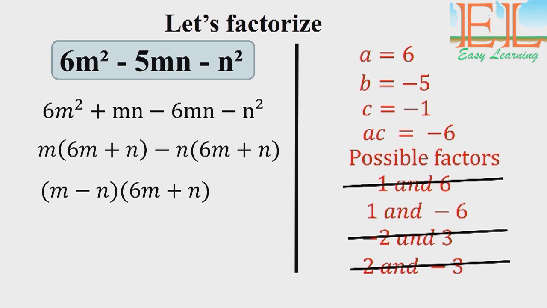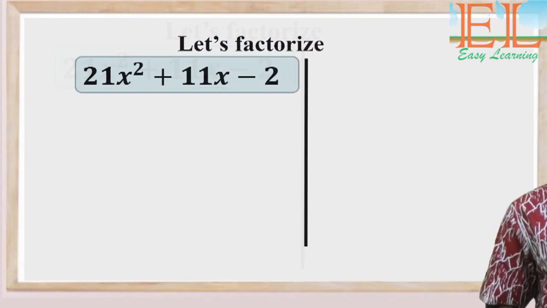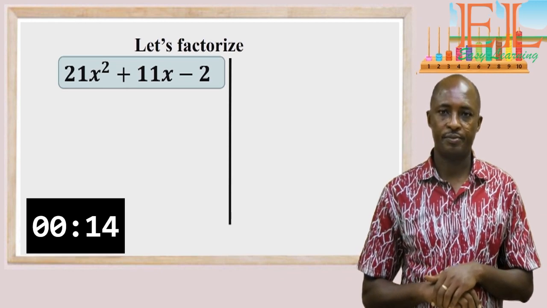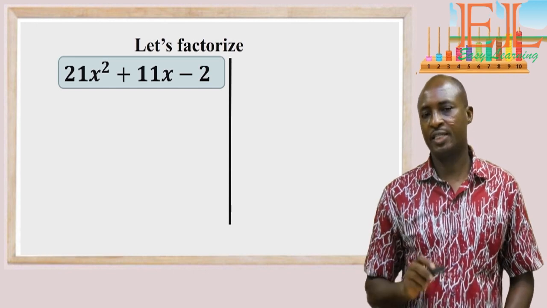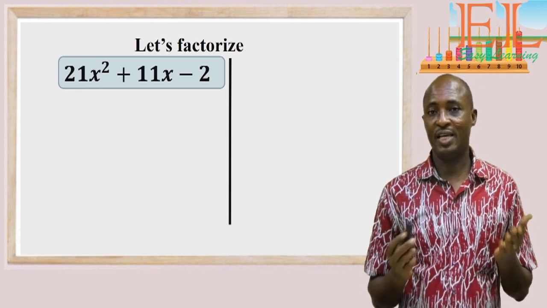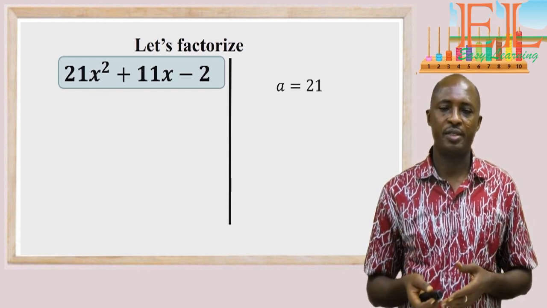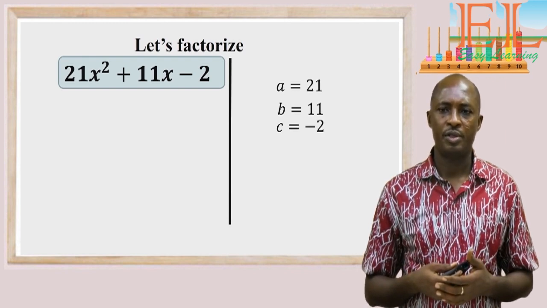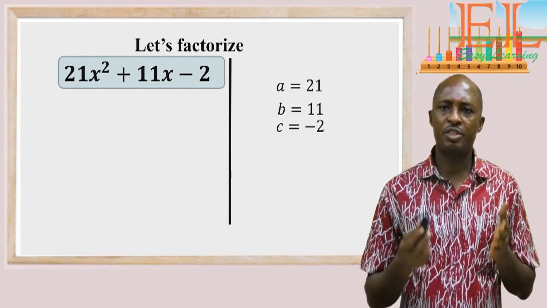Now, factorize 21x squared plus 11x minus 2. I'll give you 15 seconds to try. Now let's compare that to my solution. So here again, my A is 21, B is 11, C is negative 2. 21 times negative 2 gives me negative 42.